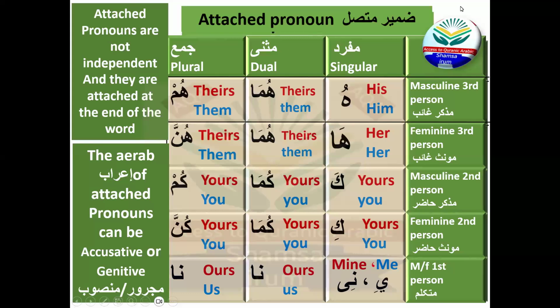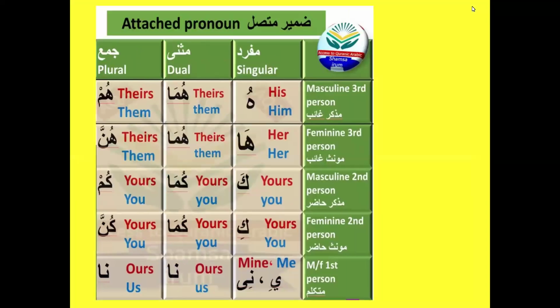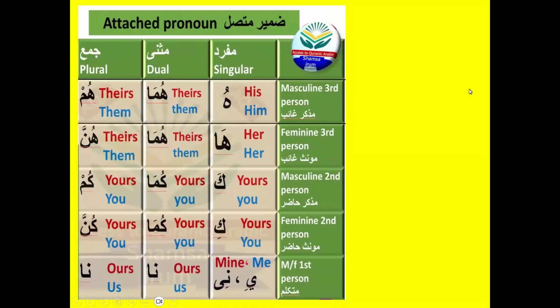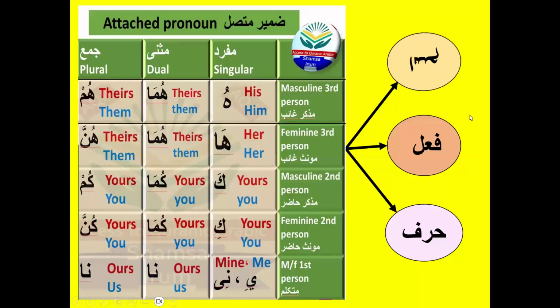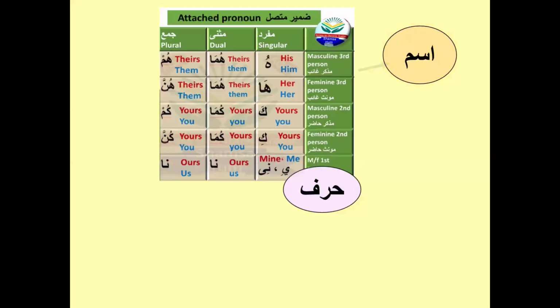These attached pronouns can be attached with ism, a noun. They can be attached with fi'l, a verb, or they can be attached with a harf, particles. From lecture 14, we learned how we can attach these pronouns with the prepositions. Today we will learn how we can attach these dhamirs with ism. So let's move on.